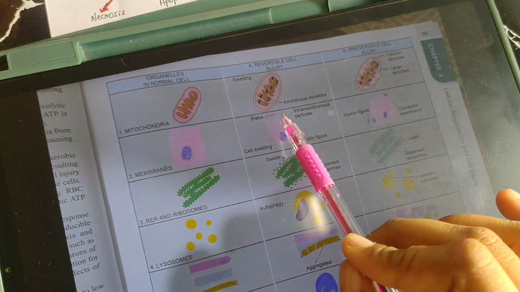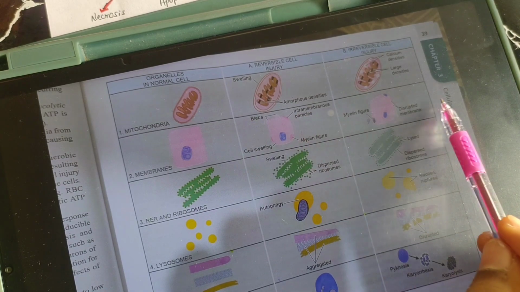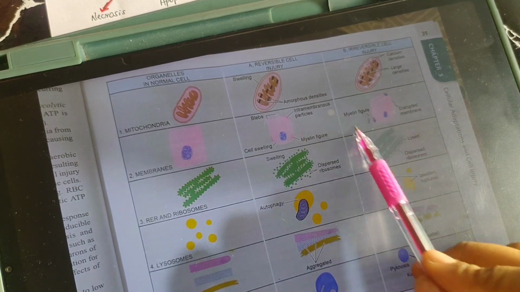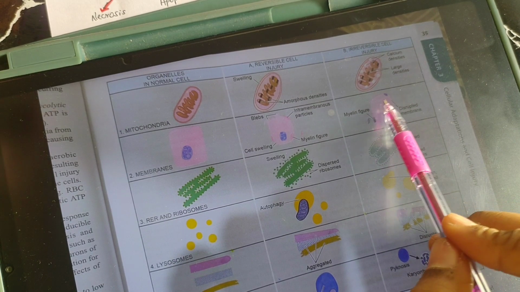In the membrane, we can see blebs, swelling of the membrane, intracellular particles, and myelin figures in both conditions. But in irreversible cell injury, more myelin figures can be seen. The membrane is disrupted and becomes shrunken.